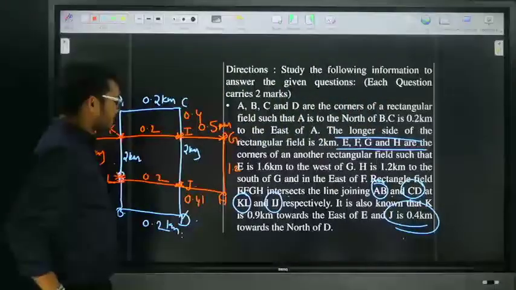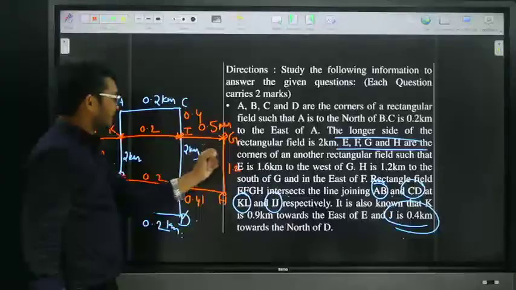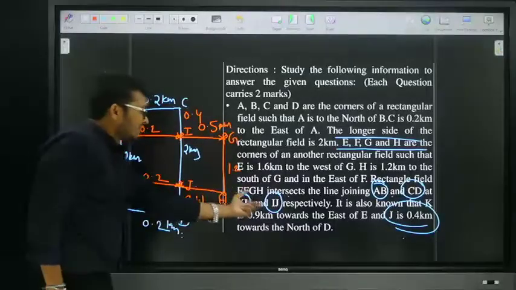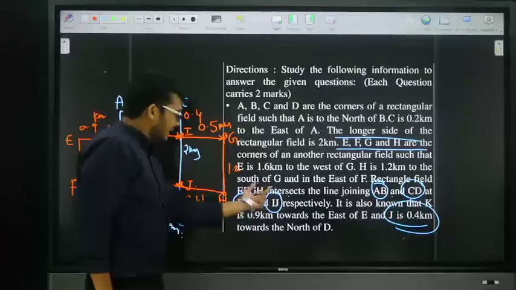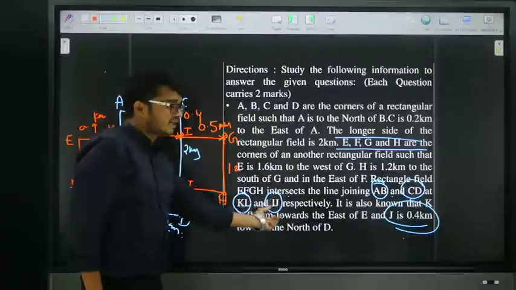Friends, here the next one is what? AB and CD at KL and IJ respectively. That means AB is intersecting at KL and CD is intersecting at IJ.